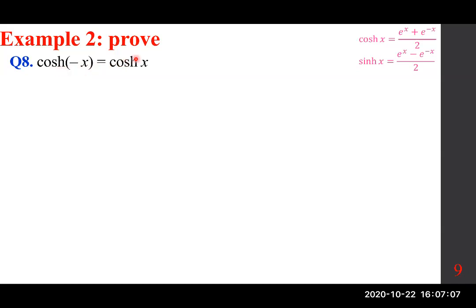We go with what we know, and we're going to replace the x here with negative x. So cosh of negative x, you replace this with negative x, and as you can see, this becomes e to the power of negative x, and this becomes e to the power of x, okay? And that's the same as this one. Take a look, compare. These two are identical. Therefore, we proved they are the same.